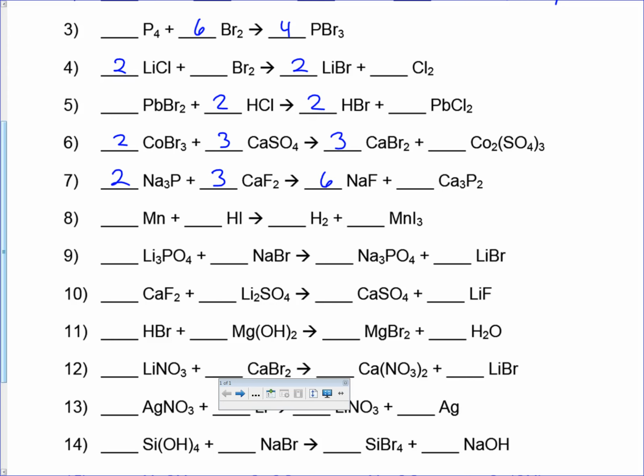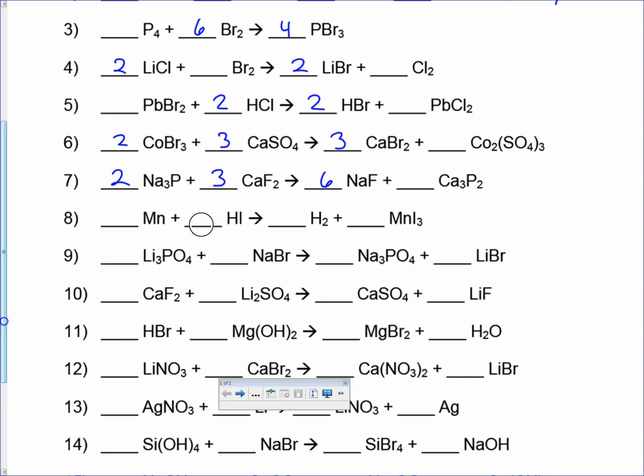Number 8, this one has a similar sort of problem in it. So manganese looks good right away. HI, you say, all right, I'm going to put 2 here. Iodines, though, now, look, there's 2 on the left and 3 on the right, and there's no nice way to get that to work out.